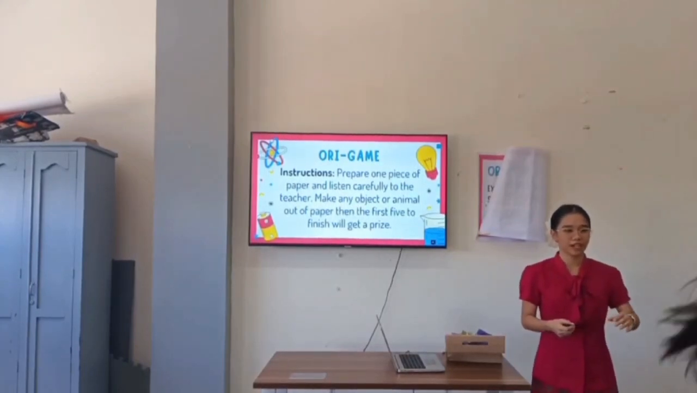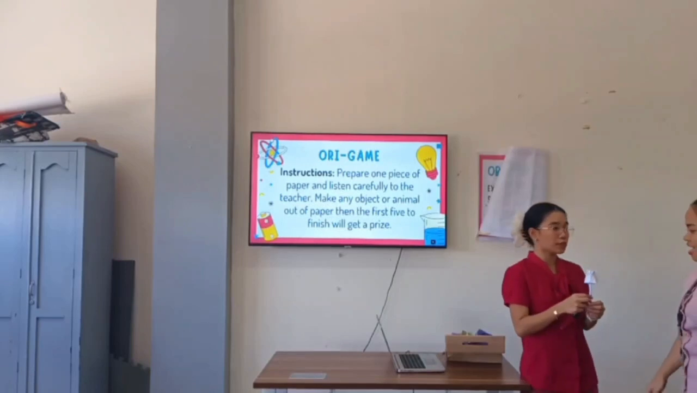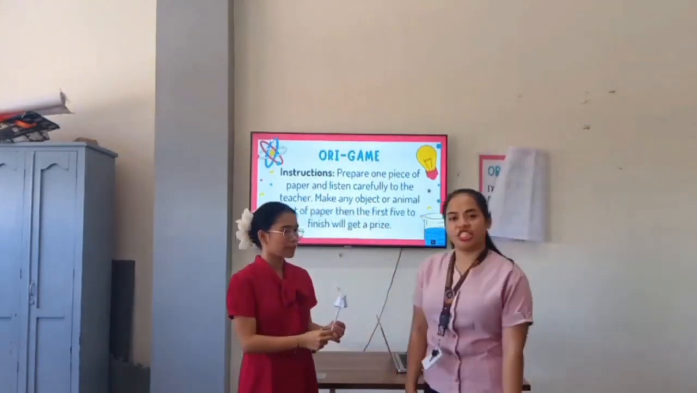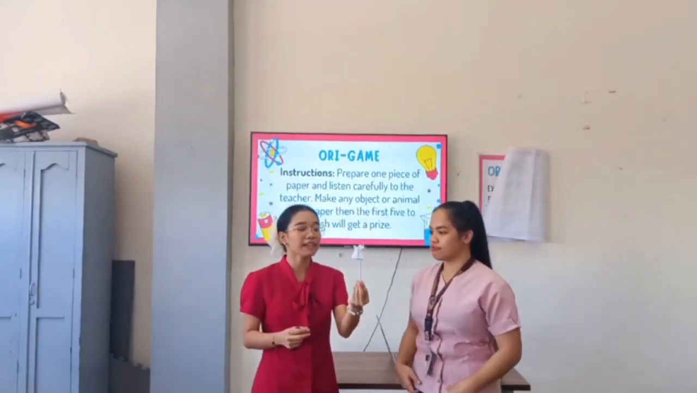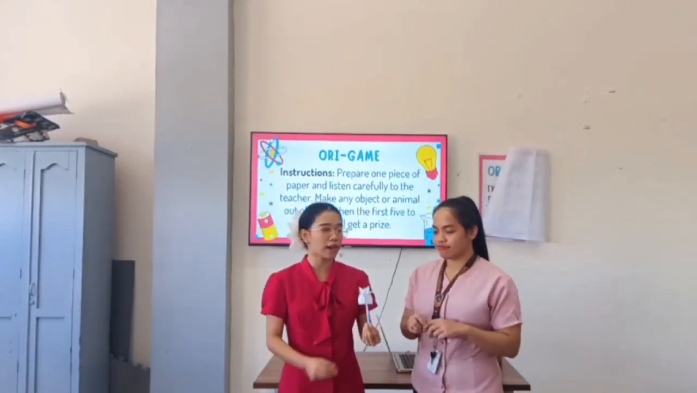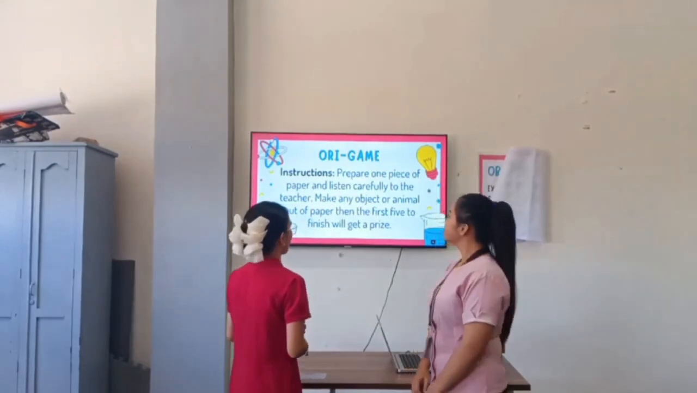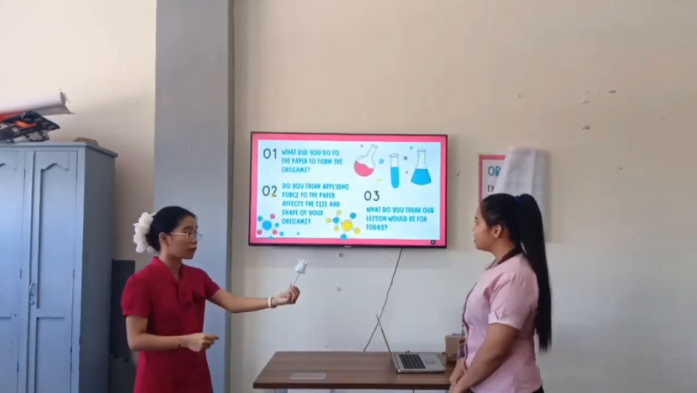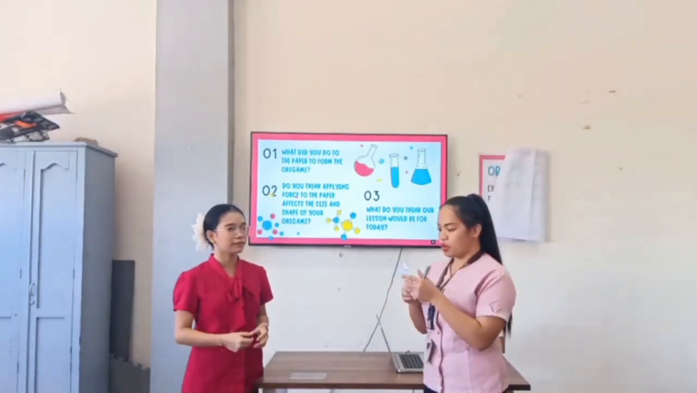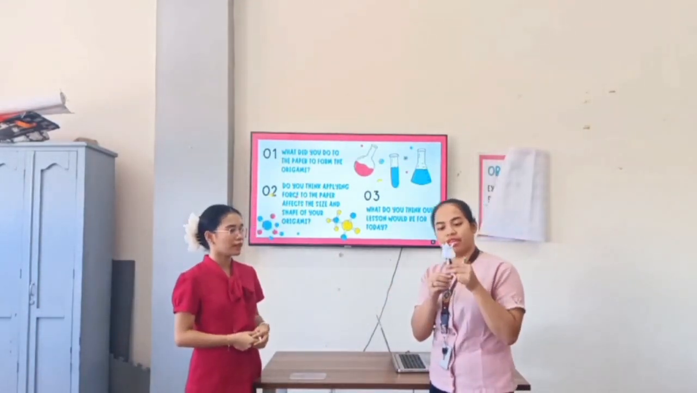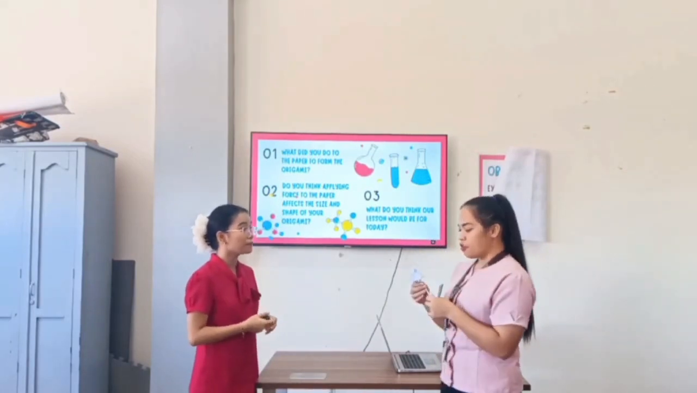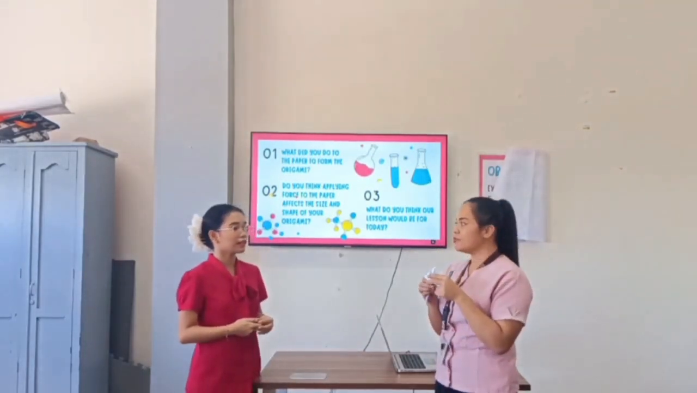Dear teacher, what did you do to your paper? I made a flower for teacher. Wow! She made a flower. I have some questions, Sarah. What did you do to the paper before the origami? I folded all this paper to form this origami flower. I applied force and then I folded it, teacher.